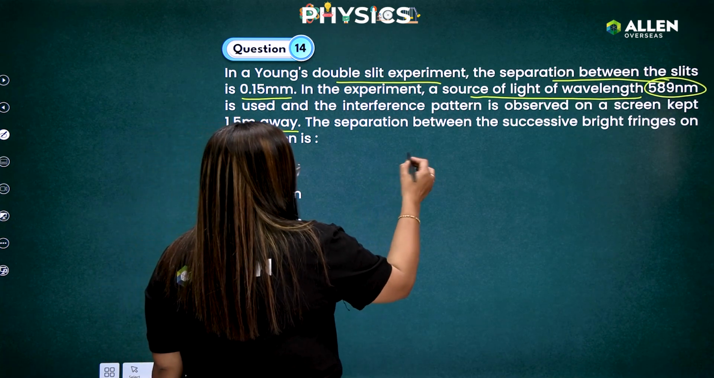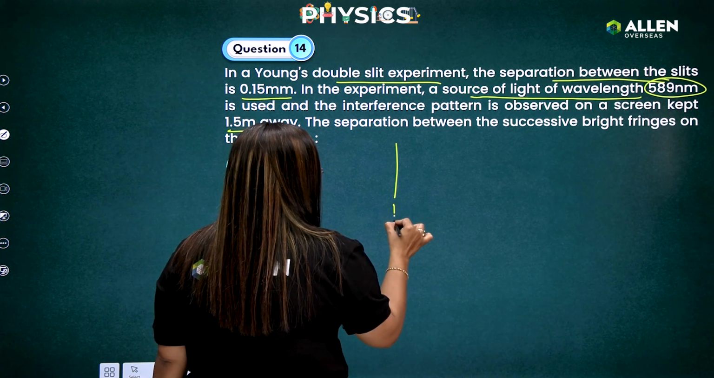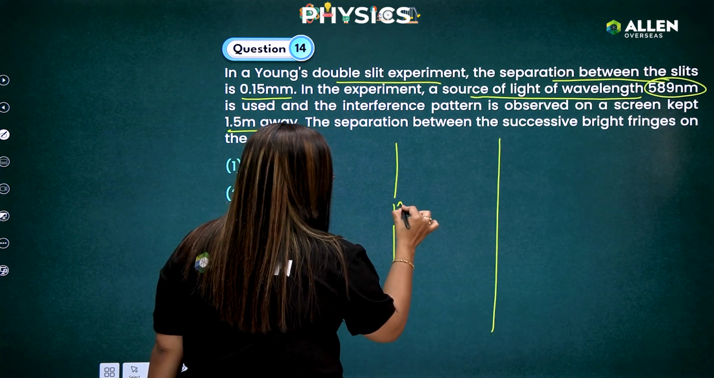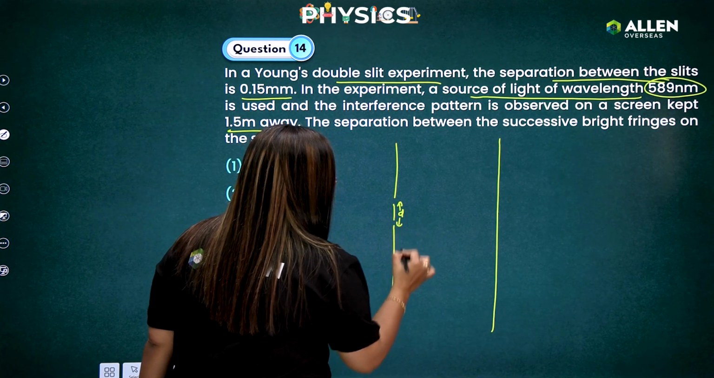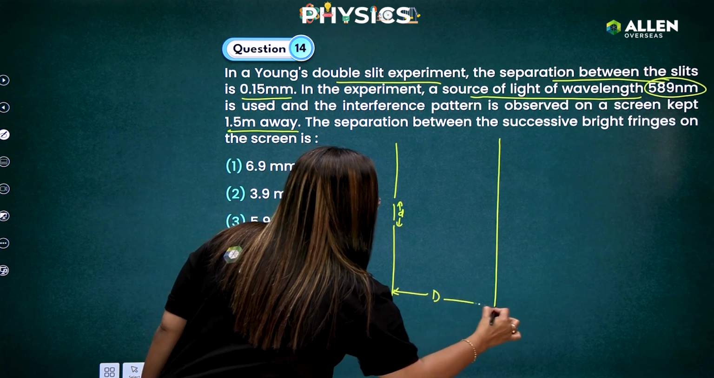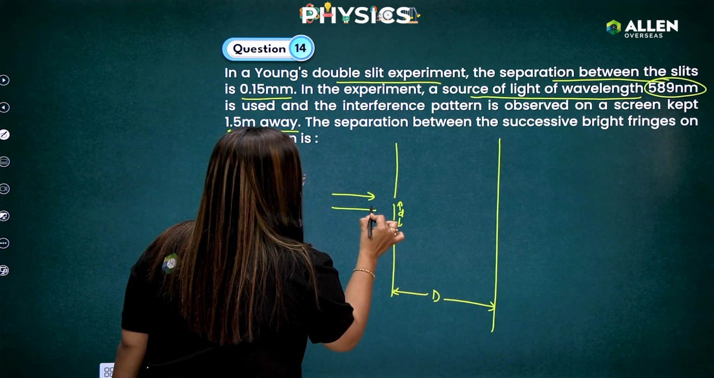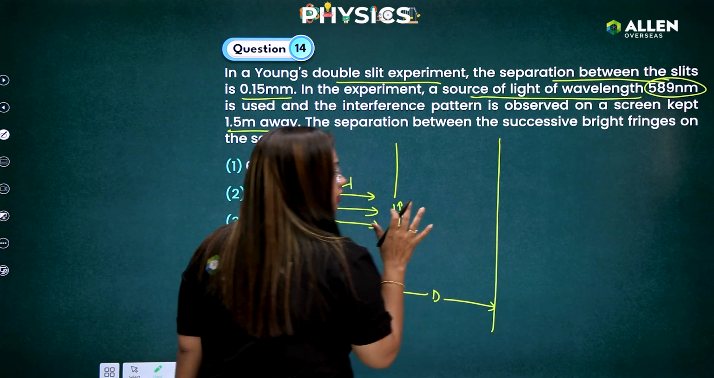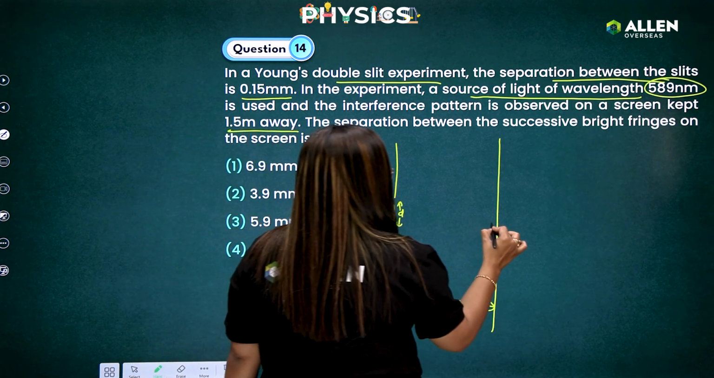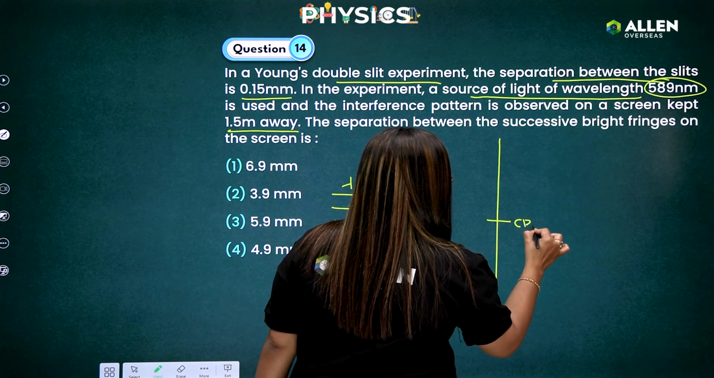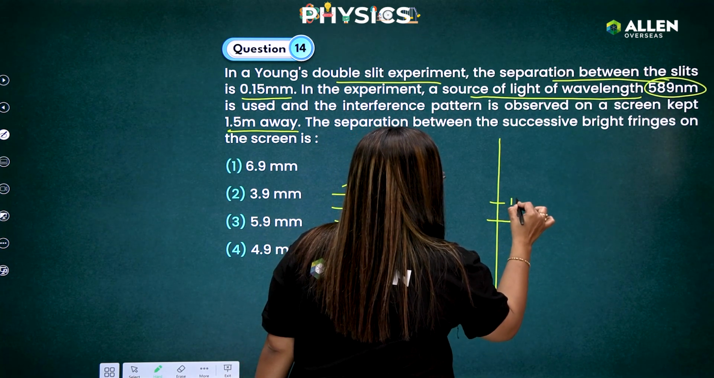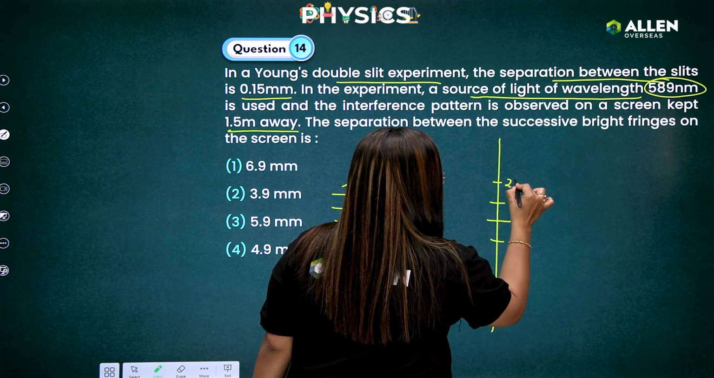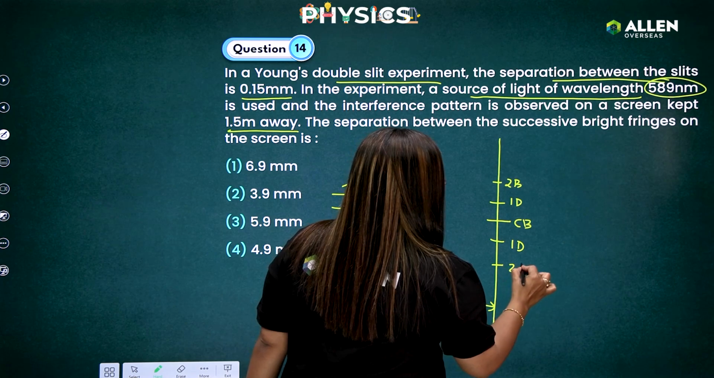So for that I am drawing a small diagram of the YDSE experiment, and you can see that this is called the slit width, that is small d, this one is capital D, and this is the light ray which is having a wavelength of lambda. When it is going to fall on the screen, then the patterns are going to be observed. So this is the central bright fringe, and you will be finding the first dark fringe here on both the sides, and here it is going to be the second bright fringe.